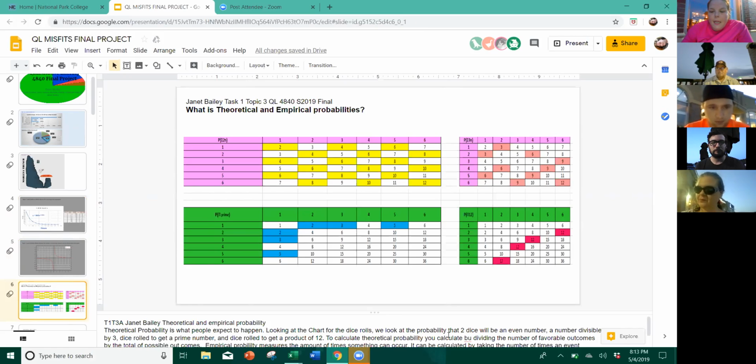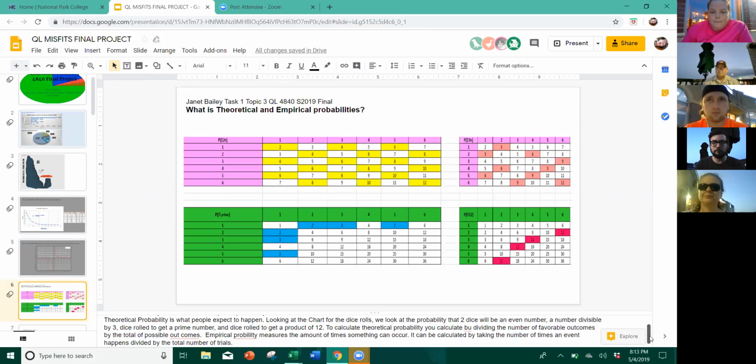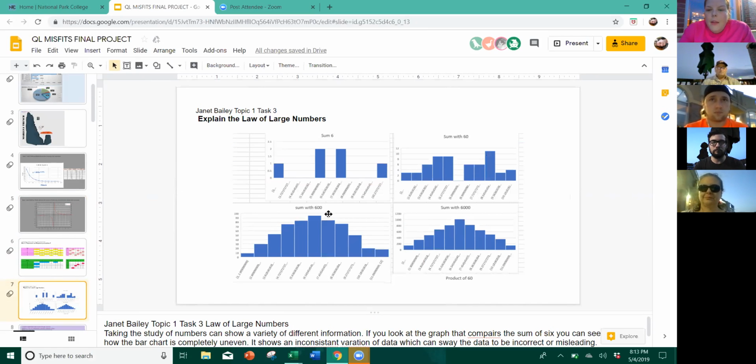It can be calculated by taking the number of times the event happens divided by the total number of trials. And then I also did these bar graphs in Excel to explain the law of large numbers. If you look at the bar graph with the sum of 6, you can see how there's not a whole lot of information in there to fill up the bar graph. But as you continue to go with the amount of numbers, the more that the bar graph shows even distribution. And if you look at the sum with 6,000, you actually get almost like a bell-shaped curve out of the graph because the numbers make the information spread out more evenly.